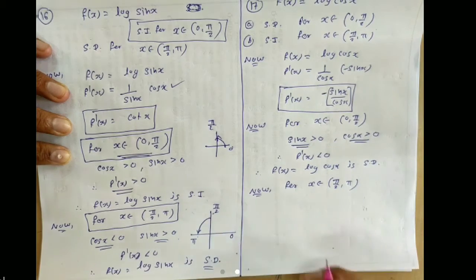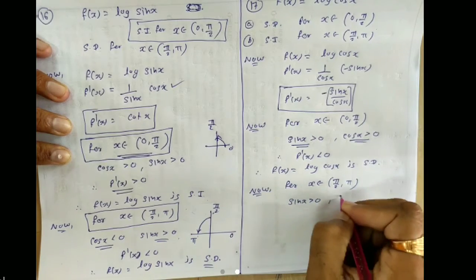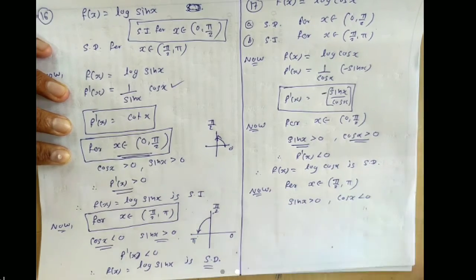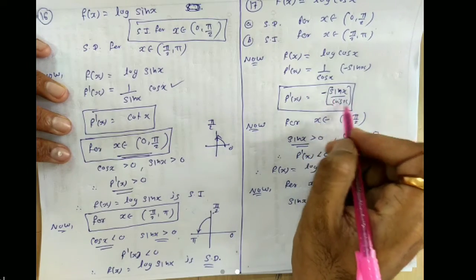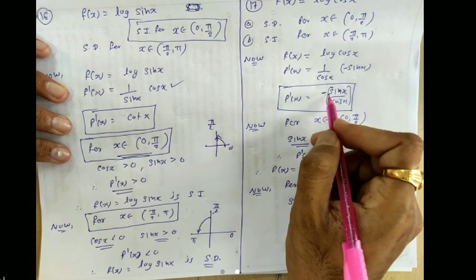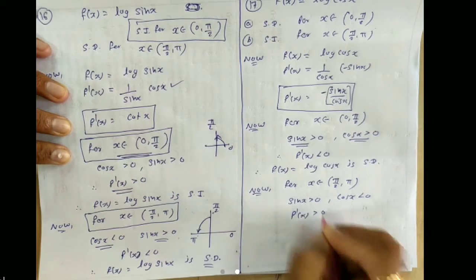So it's pi by 2 to pi, the second quadrant. For the second quadrant, we know that sin x is greater than 0 and cos x is less than 0. Sin is positive, cos is negative, so this whole quantity inside the bracket will be negative. So negative again with minus sign, negative negative is positive. So our f dash x is greater than 0.